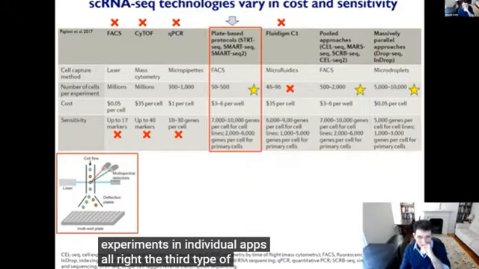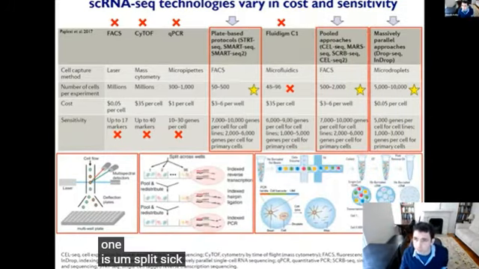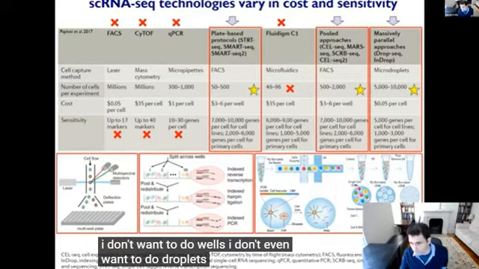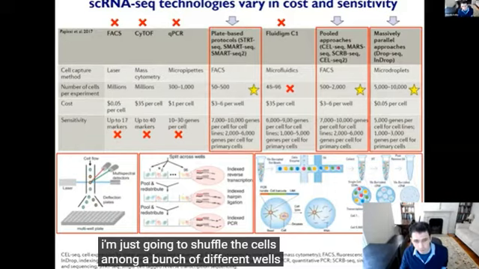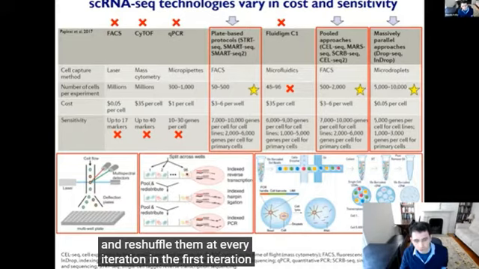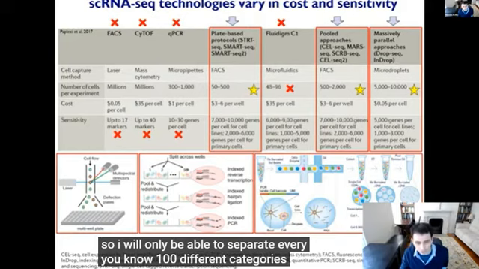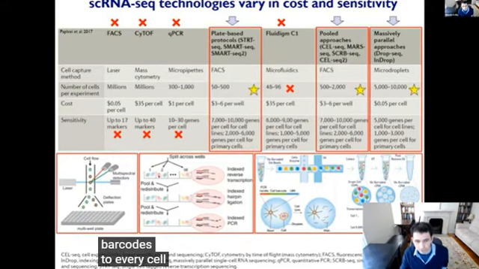All right, the third type of technology, and now you guys are going to love this one, is split-seq. And split-seq basically says, well, I don't want to do wells. I don't even want to do droplets. I'm just going to shuffle the cells among a bunch of different wells and reshuffle them at every iteration. In the first iteration, I'm going to have 100 wells and 100 barcodes. So I will only be able to separate 100 different categories. And then I will add 100 different barcodes to every cell.